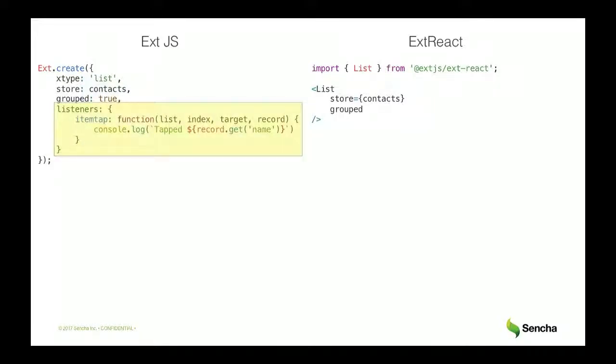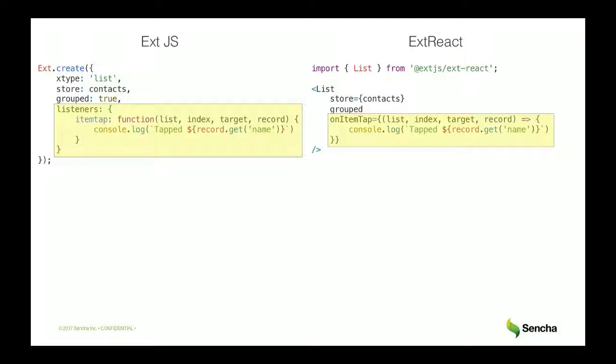If we wanted to respond to an event in ExtJS, we have a listeners config where we list the different events as keys that we're responding to, and then the values are the event handler names or just the functions that get called when that event is fired. So here we could display in the console which record is being tapped in the list through itemtap. In ExtReact, it's similar. The convention in React is to use props for event handlers. So anything that is on and then the name of an event is automatically converted to a listener. So that's how we would do the exact same thing in ExtReact.